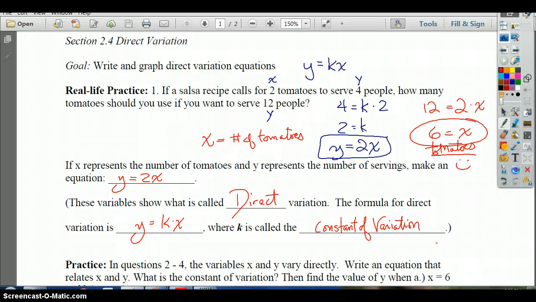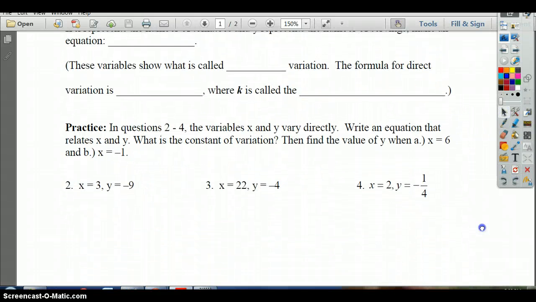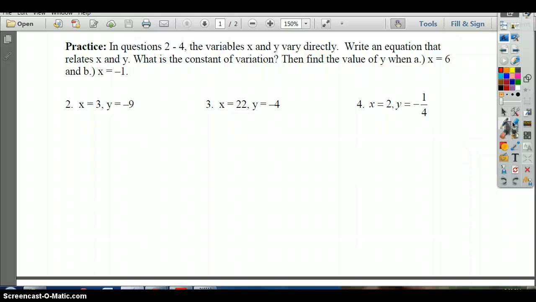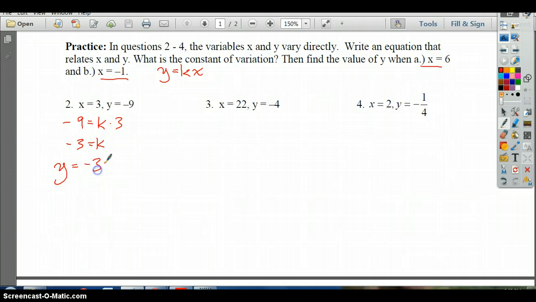I'm going to jump down here. In questions 2 through 4, the variables x and y vary directly. Write an equation that relates x and y. So we're going to be in this form, constant of variation. So k is what we're going to solve for. Then we're going to find the value of a, and then we're going to find the value of b. So first let's solve for k. This is negative 9 equals k times 3. So k is negative 3. So our equation is y equals negative 3x.